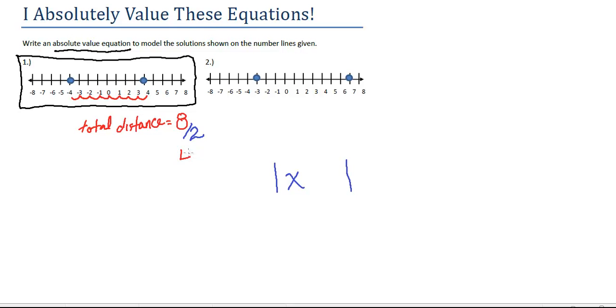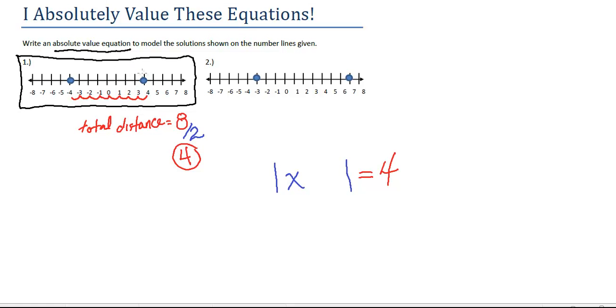An absolute value is distance, so I'm going to get equals 4. That's the distance. Now what I want to know is where do I start from? I know that the distance I'm going to be traveling from where I start is 4. So I could go backwards from one of these points, or forward from the other one, depending on which one I choose.